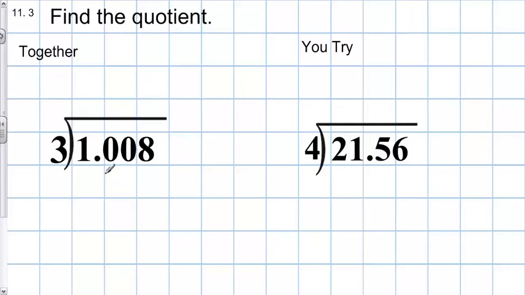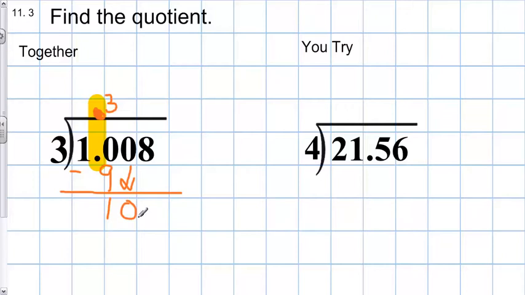So we're going to take 1.008 divided by 3. So the very first thing I'm going to do is move my decimal point straight up here. I'm going to make that nice and big so I can see it. And then I'm going to divide normally. So how many times does 3 go into 10? 3 goes into 10 3 times. 3 times 3 is 9. I'm going to subtract here. That leaves me with 1. I have to pull my 0 down.